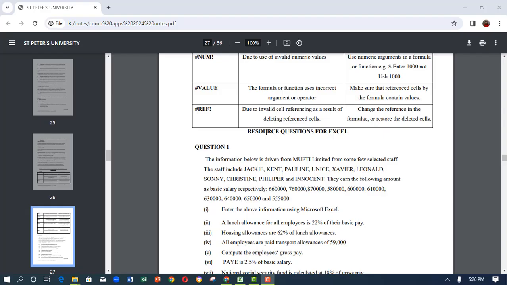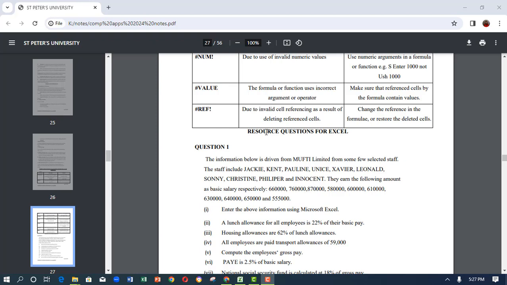So we ended at our question 1 under the resource questions in Microsoft Excel, or what we call spreadsheet. Okay, so we have some sample questions here. We're going to be using them as we learn most of the features we use in Microsoft Excel, as we explore the features in spreadsheet. So we're going to be basing on these sample questions.